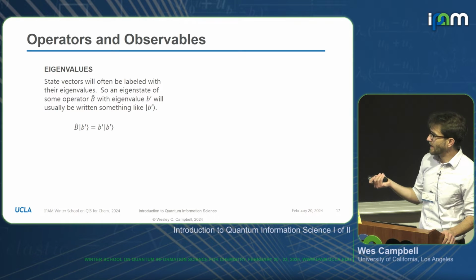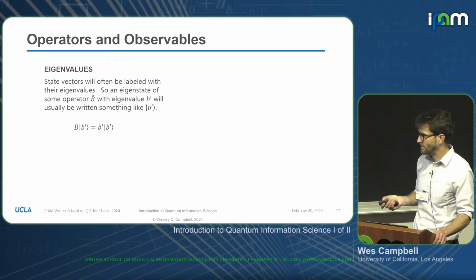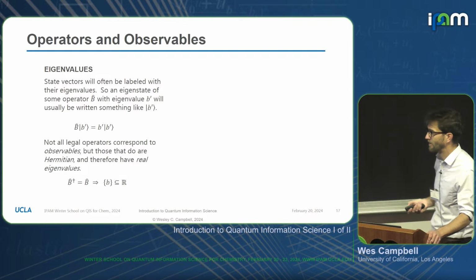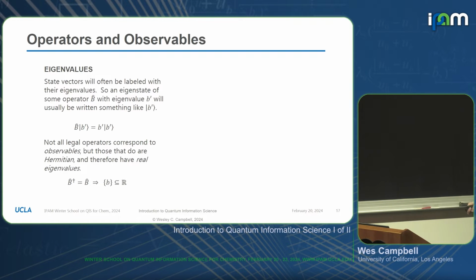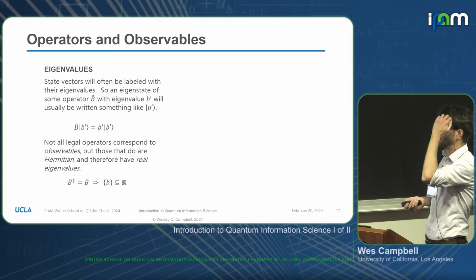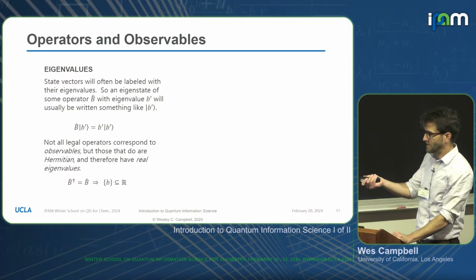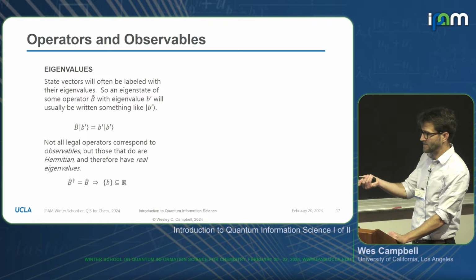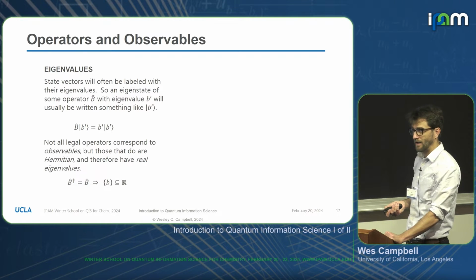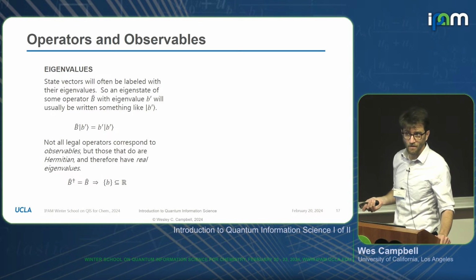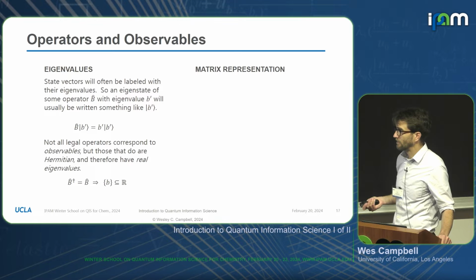So if we operate on this state with that operator of which this thing is an eigenstate, we get this eigenvalue popping out in front, okay? But not all legal operators correspond to observables. Those that do, however, are Hermitian. And Hermitian means that if we take the Hermitian conjugate of this thing, we get the thing back again, okay? And Hermitian operators have real eigenvalues, all right? They do not have complex eigenvalues.